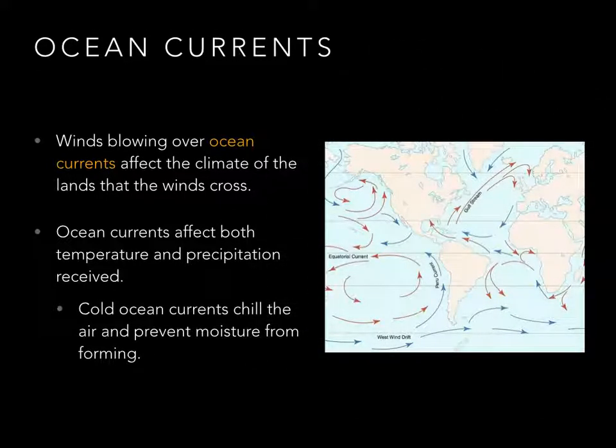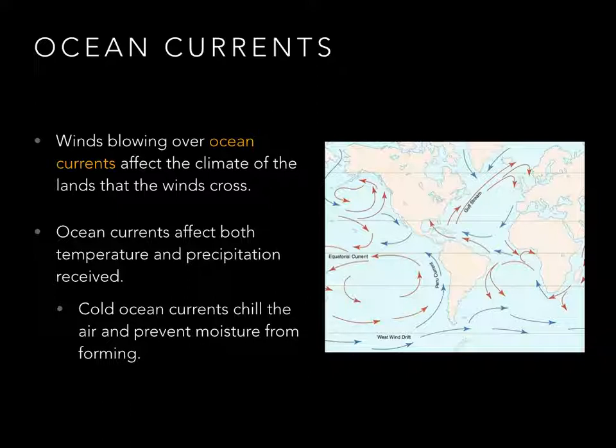Ocean currents. Winds blow over ocean currents, and they affect the climate of the land that the winds cross. Ocean currents affect both the temperature and the precipitation received on the land. Cold ocean currents off the shore chill the air, and this prevents moisture from forming.